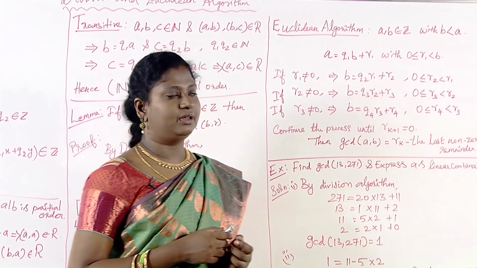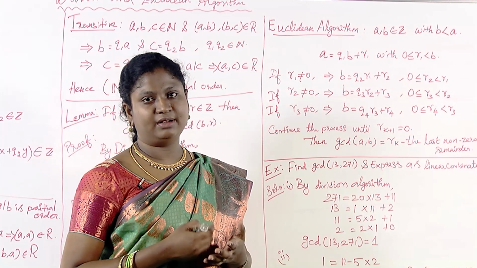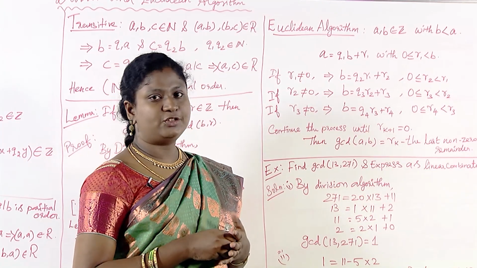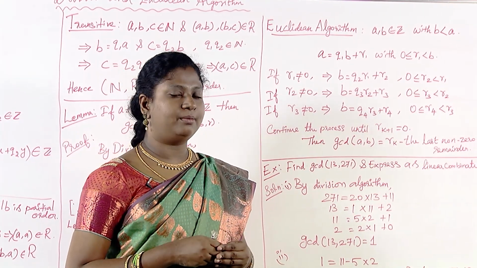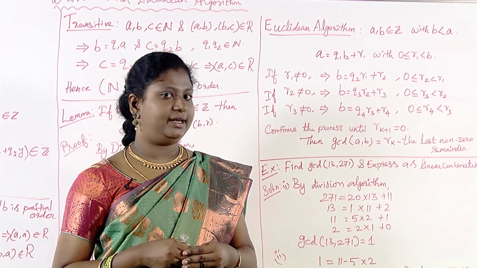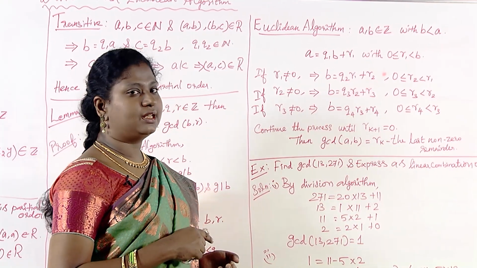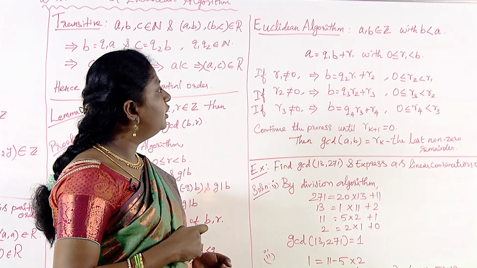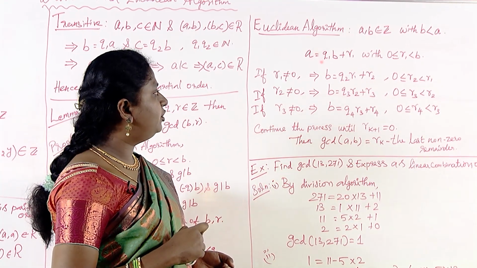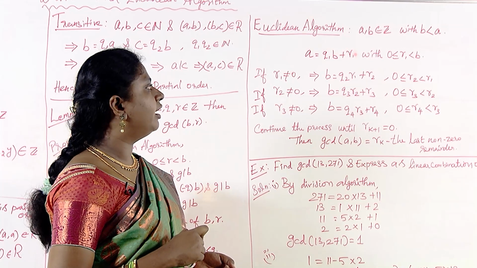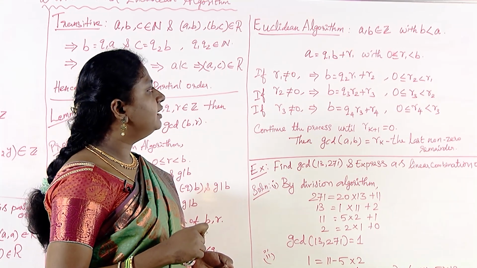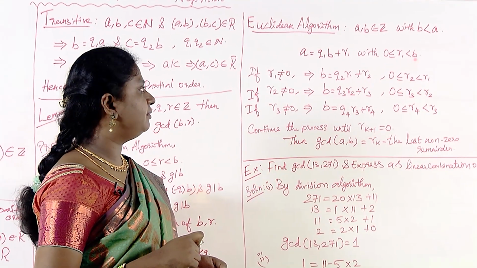An algorithm, this algorithm will have a list of steps that is to be followed in order to find the greatest common divisor, GCD, of two integers. The first step is, according to the division algorithm, you can write A as Q1 B plus R1, with R1 greater than or equal to 0 and less than B.